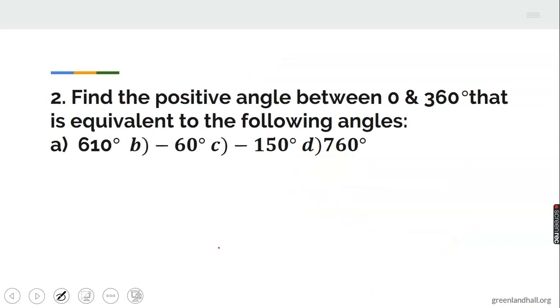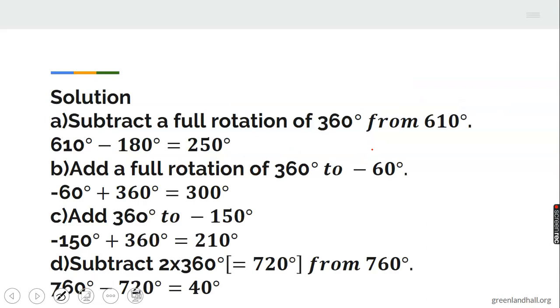Then we have another example. Find the positive angle between 0 degrees and 360 degrees that is equivalent to the following angles. 1, 610 degrees, minus 60 degrees, minus 150 degrees, and 760 degrees. These are the solutions.